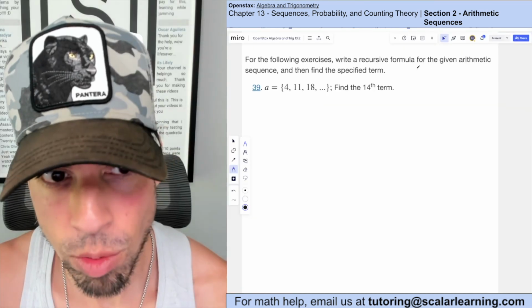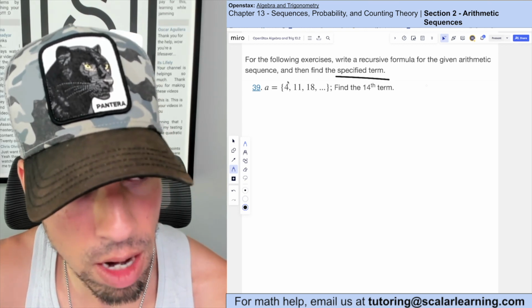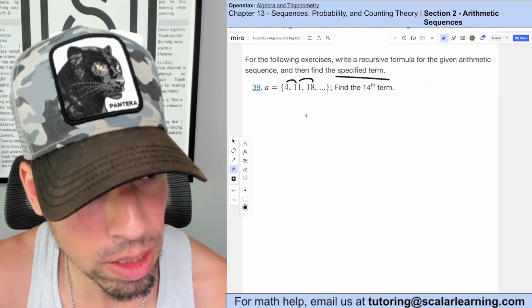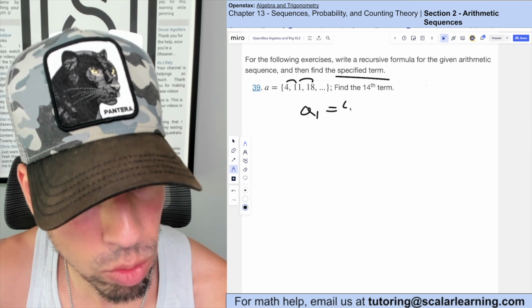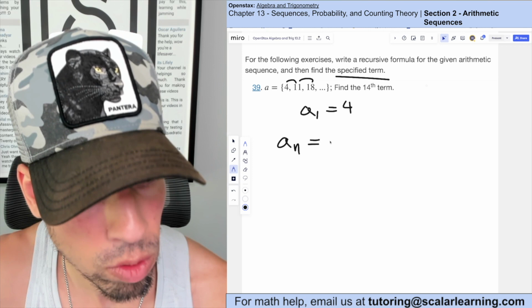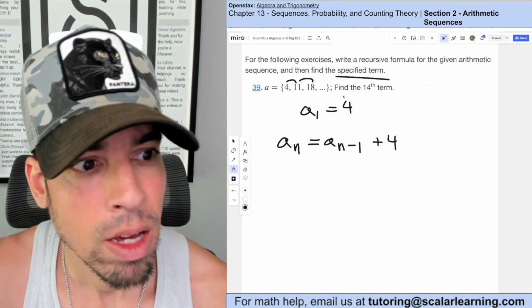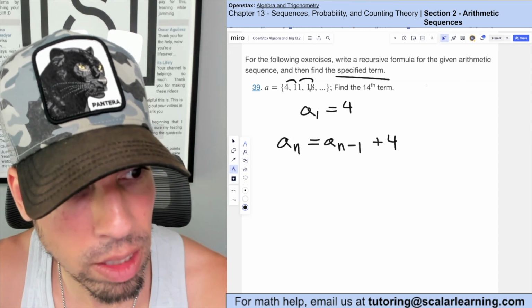Done. So for this one, we're meant to write a recursive formula and then find the specified term. So it looks like the common difference here is 7. It's going up by 7, and a1 is equal to 4. So our recursive formula would be a sub 1 is equal to the previous term, a sub n minus 1 plus 4. Okay, now to find the 14th term, we have the first, second, and third term.